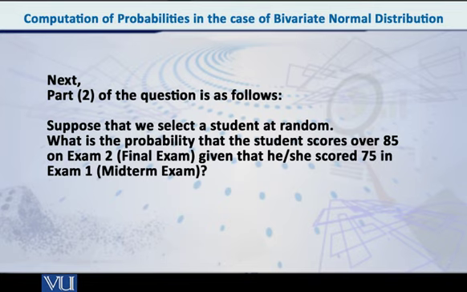तो जब हम ये कह रहे हैं कि हमें एक इन्फॉर्मेशन दी जा रही है कि स्टूडेंट ने मिडटर्म एग्जाम में 75 अचीव किए हैं, तो फिर वो तो गिवन हो गया ना, that value is available to us. तो हम कह सकते हैं कि this is the conditioning event, कि हम अब उन स्टूडेंट्स पे फोकस कर रहे हैं जिन्होंने मिडटर्म में 75 मार्क्स अचीव किए हैं.